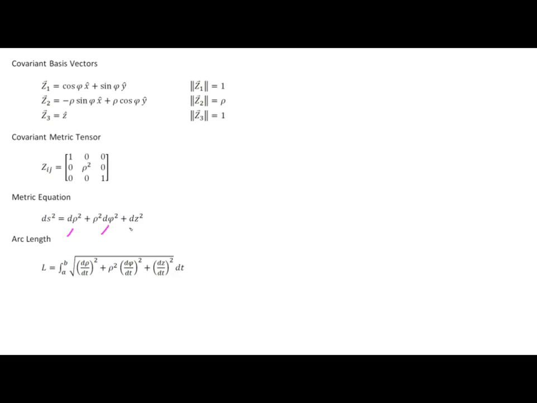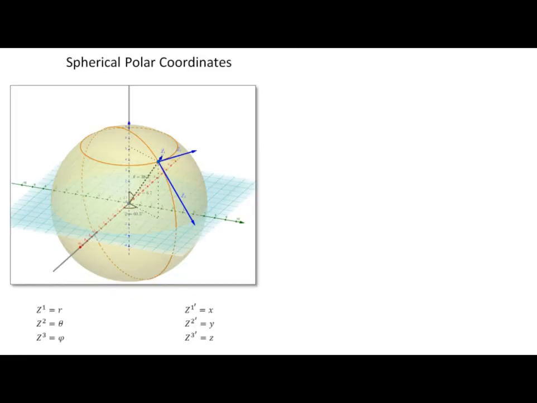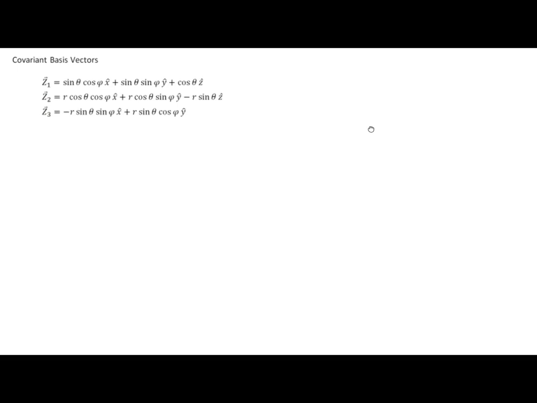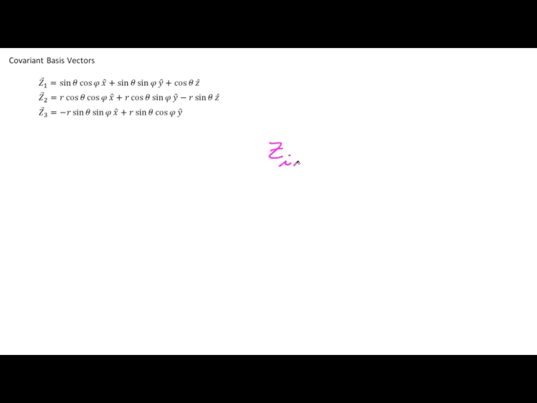Straightforward. Divide everything by dt, put it in the radical, and inside the integration symbol here. And finally, we'll look at spherical polar coordinates. Here are our basis vectors, and we have a 3-dimensional solution here, so it's going to be Zij with 9 entries.